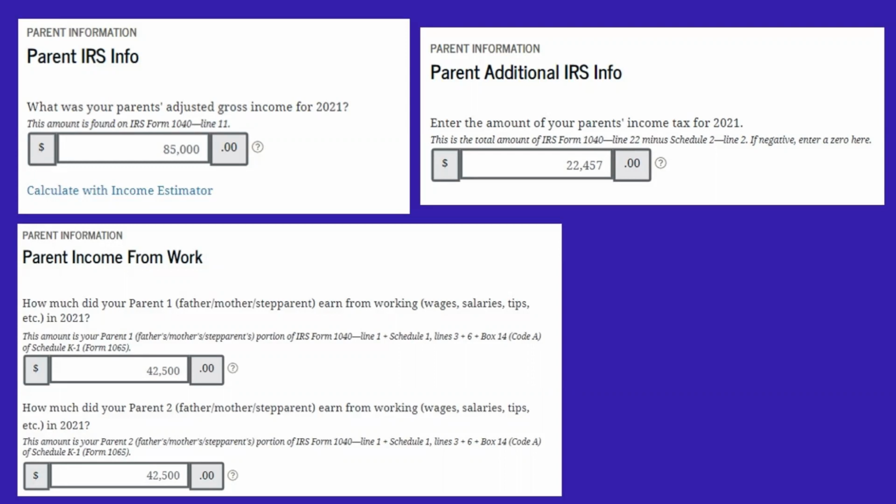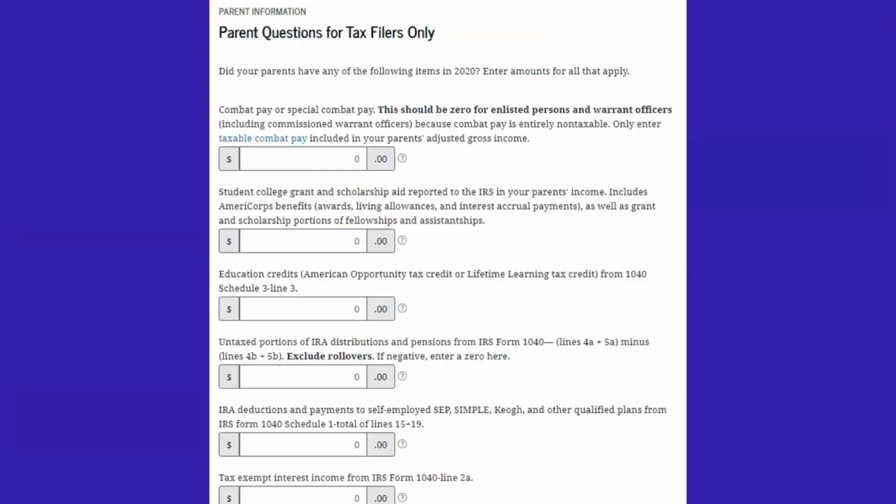So in all of these cases, you would always add a number. If for whatever reason you don't have a number to add because it's not applicable, in this section, you want to just add a 0 in there. So they're going to ask how much parent 1 made, how much parent 2 made. And then they're going to ask some parent questions about the tax filings.